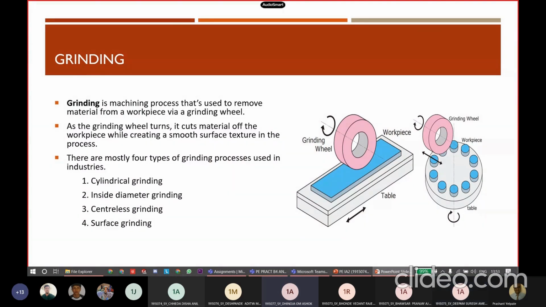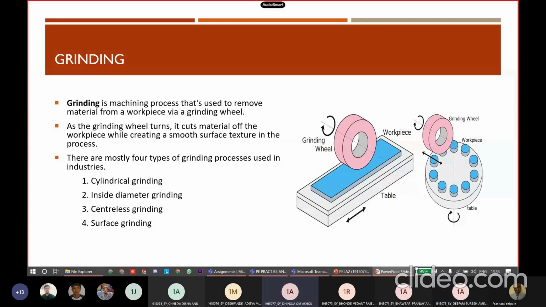It is a machining process in which a spinning wheel is covered in rough particles, or a grinding wheel, which cuts the chips and non-metallic substances on the surface of the workpiece, making it smooth. Surface grinding is the most common grinding operation.